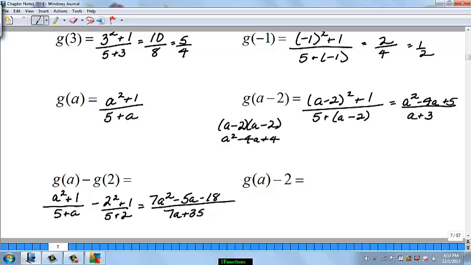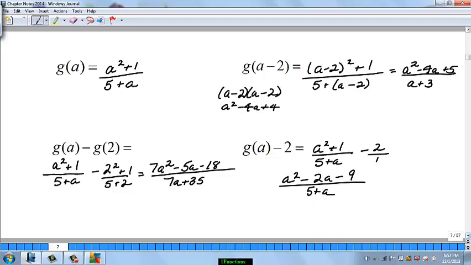And then g of a minus 2 is going to be a squared plus 1 all over 5 plus a minus 2, and make sure you put that over 1. Find a common denominator. You should get a squared minus 2a minus 9 all over 5 plus a. So make sure you check your algebra so you get those answers.